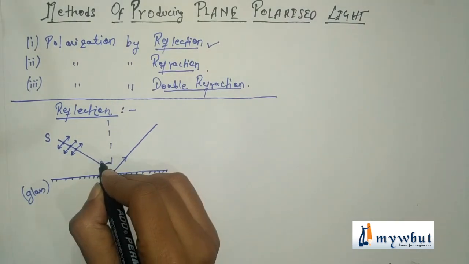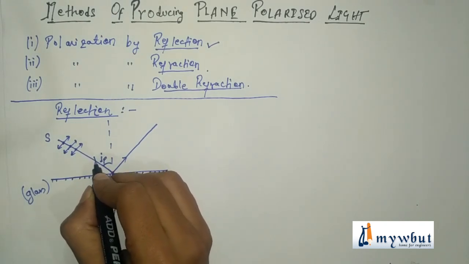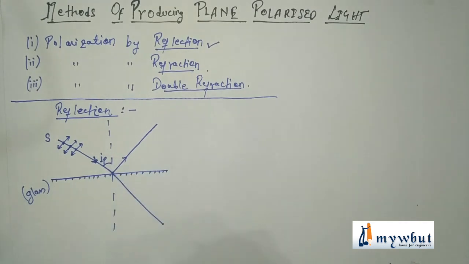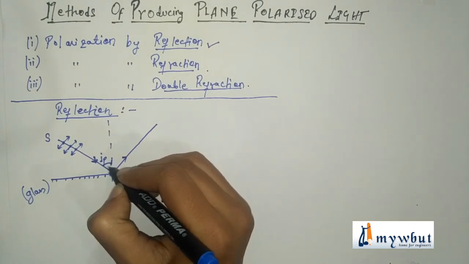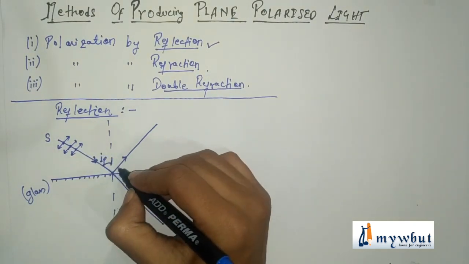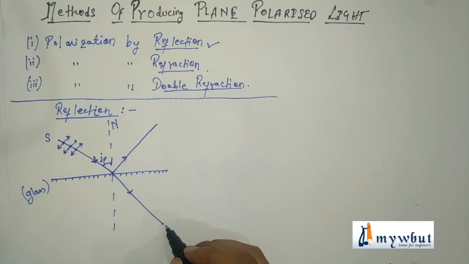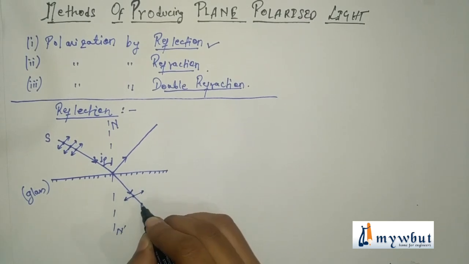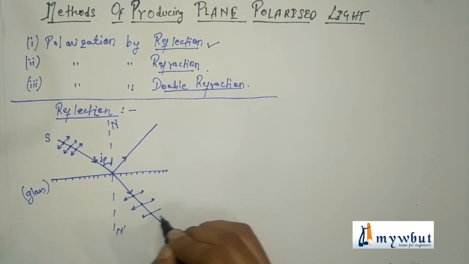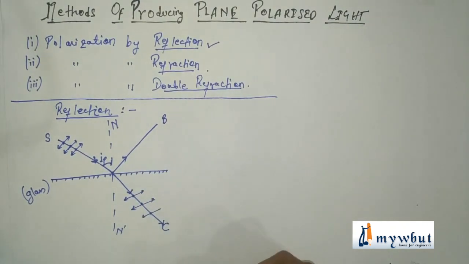Let this angle be IP, the incident angle. This one is the incident ray. This is the reflected ray. This is the normal. And this one is the refracted ray. Let this be N dash. The refracted ray is also unpolarized in this direction. Let us name the points as S, C and B.